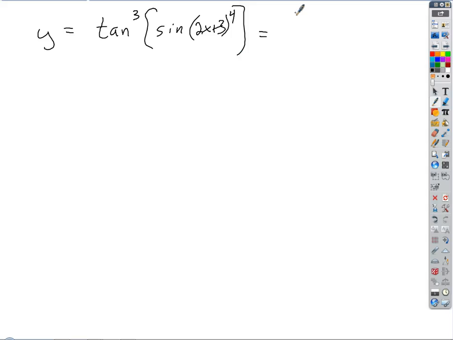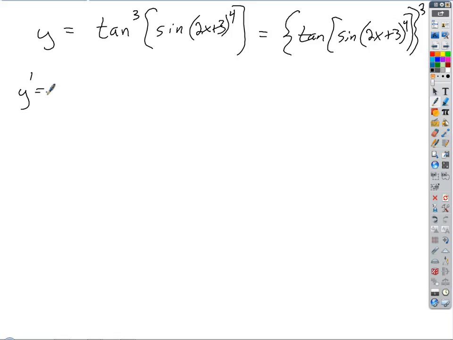So it's going to look like the quantity tangent of sine of 2x plus 3 to the 4th, and then the whole thing cubed. Now we're going to peel the onion one layer at a time. So for the derivative, we start at the outside. What is the outermost layer? What are we looking at here?